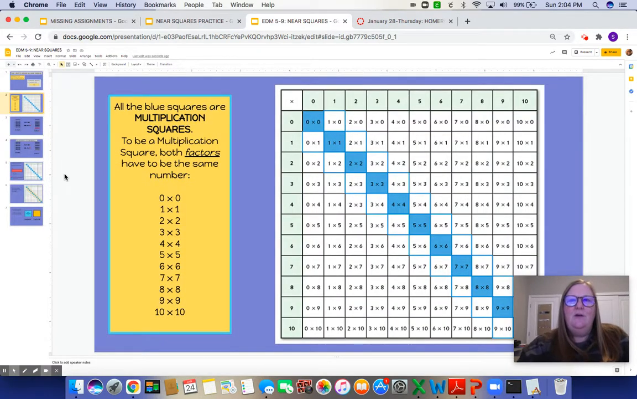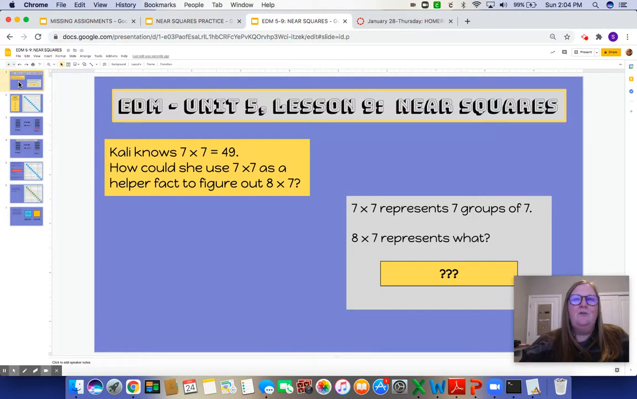If you notice, there are problems highlighted in blue. And if you look in the text box, it says that all the blue squares are multiplication squares. To be a multiplication square, both factors have to be the same number. So 0 times 0, 1 times 1, 2 times 2, 3 times 3, 4 times 4, 5 times 5, 6 times 6, 7 times 7, 8 times 8, 9 times 9, 10 times 10. And remember, the factors are the numbers that we multiply together to give us the answer, which is called the product.